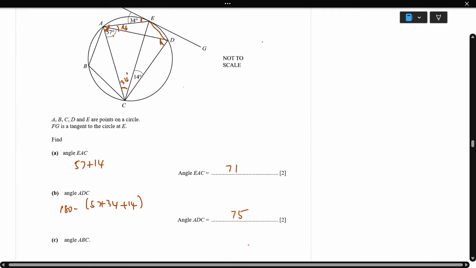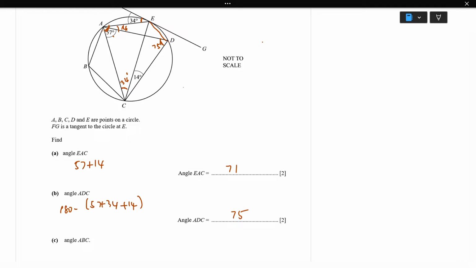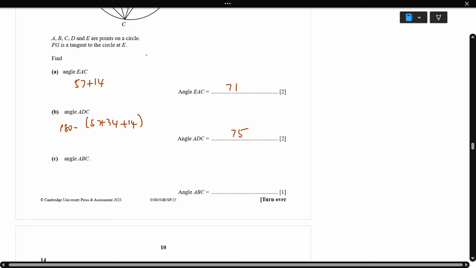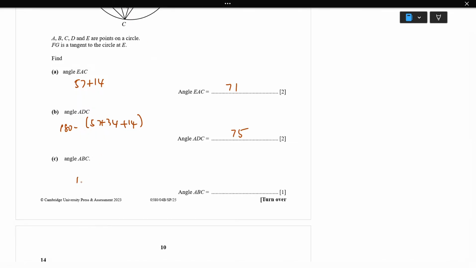Next, angle ABC. Here is 75. Then it is cyclic. So ABCD is a quadrilateral on the circle, so opposite angles must add up to 180 degrees. So ABC equals 180 minus 75, which is 105.